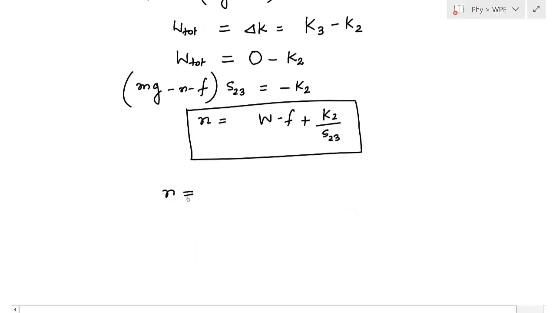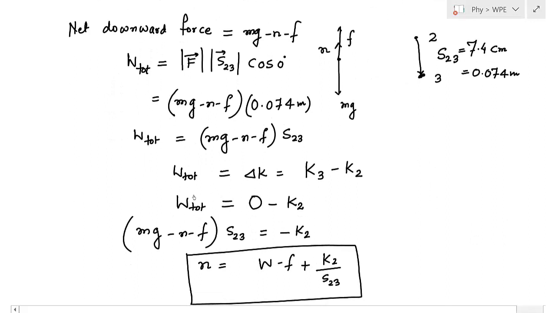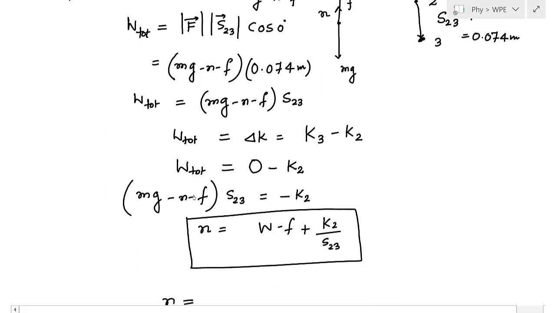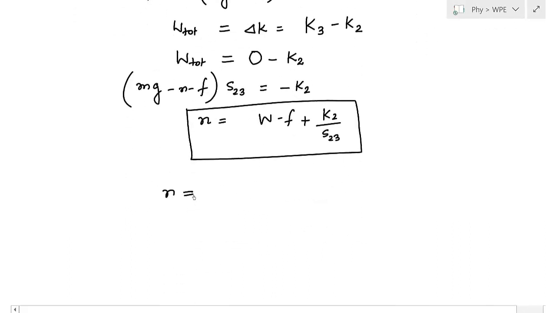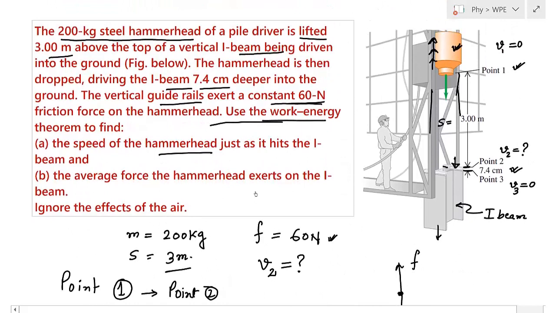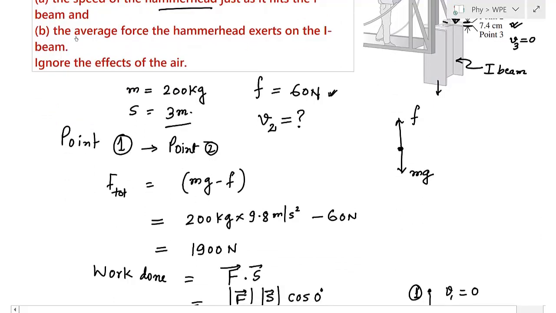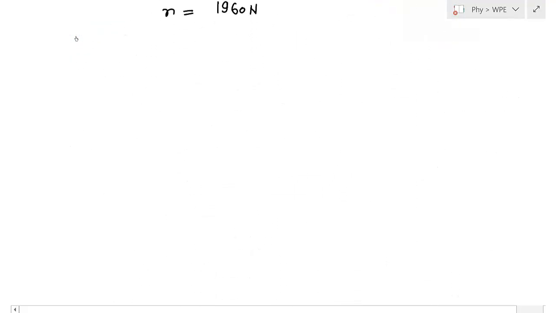So the normal reaction will be, W is, no, W is basically weight, that is 1960 Newton, the weight of the hammer. If you remember, the weight of the hammer is given in the problem. So this is 200 kg, and then you multiply by g, that is 1960. That is the weight of the hammer. So that is the W.